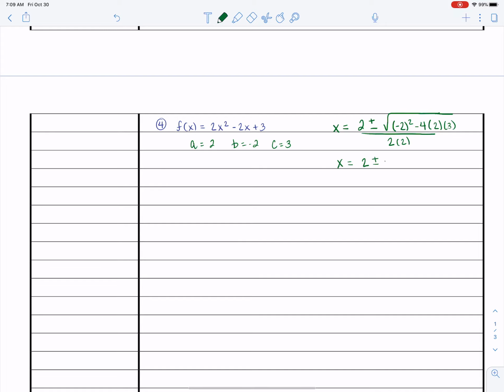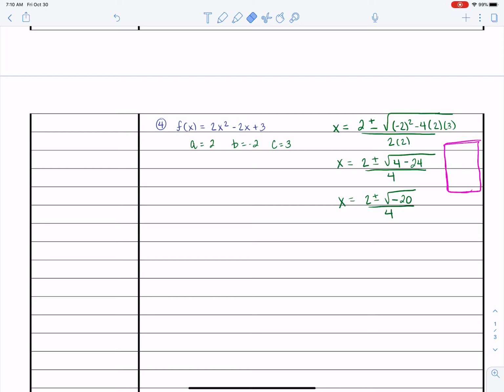2 plus or minus the square root. Negative 2 squared is negative 2 times negative 2 is positive 4. Negative 4 times 2 times 3 is negative 24. All over 2 times 2 is 4. So x equals 2 plus or minus the square root. 4 minus 24 is negative 20, all over 4. Okay, at this point, go to the side. Simplify your square root.